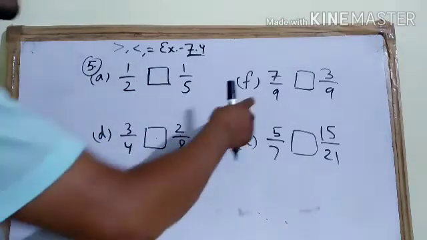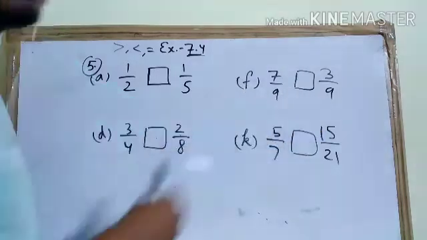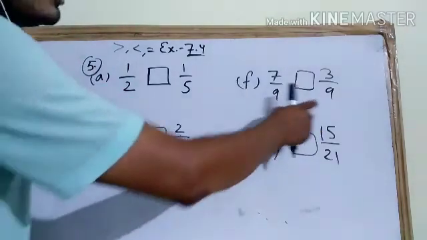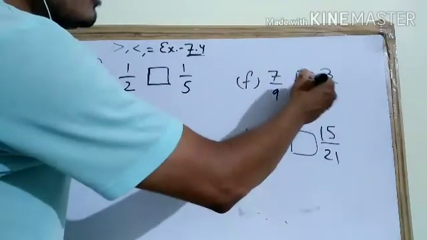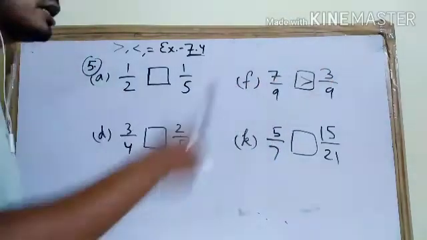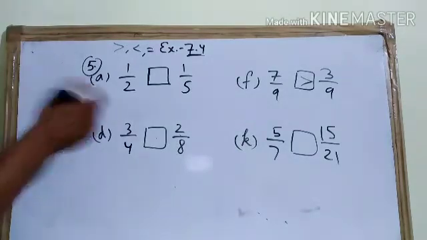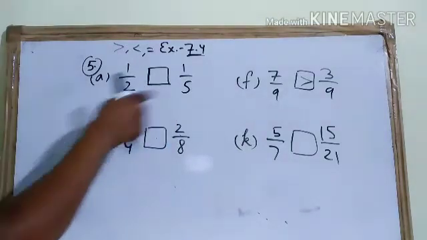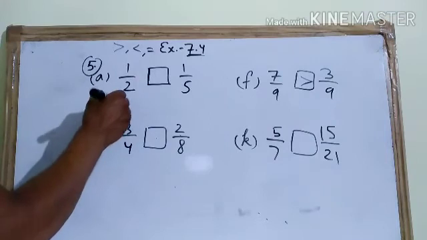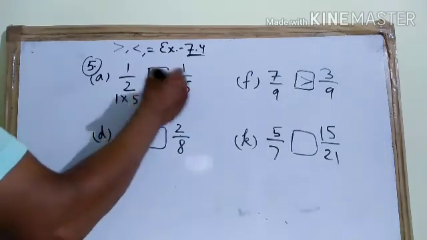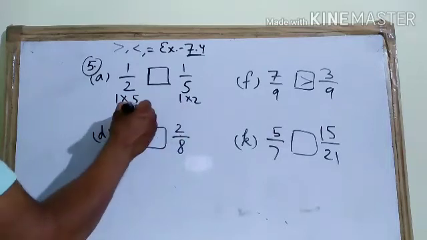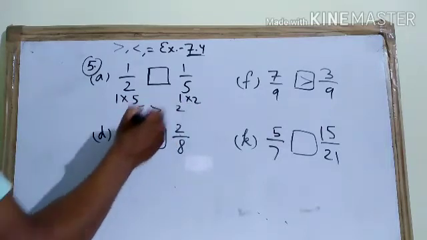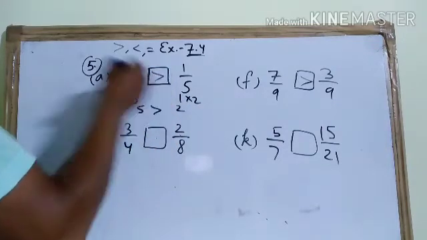Like, look at the F part. Here we have the same denominator. If we have the same denominator, then we have to check the numerator. If the numerator is bigger, then this fraction will be bigger, because the denominators are the same. But when the denominators are not the same, in that case we have to cross multiply. So here 1 will multiply by 5 and this 1 will multiply by 2. We get 5 and 2. 5 is greater than 2, that's why we will write this sign.